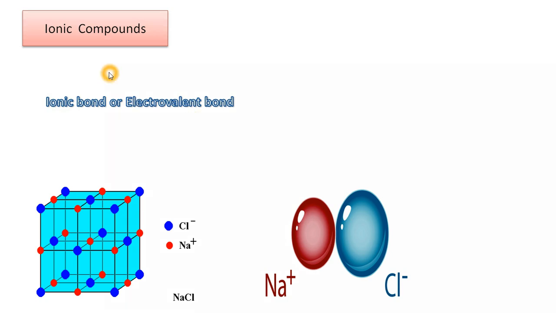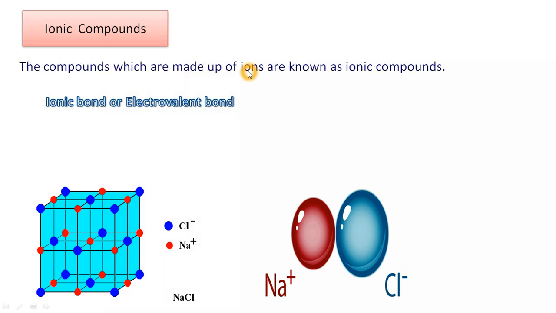So now ionic compounds. What are ionic compounds? The compounds which are made up of ions are known as ionic compounds. That means an ionic compound contains ions, positively charged ions or negatively charged ions, cations or anions.